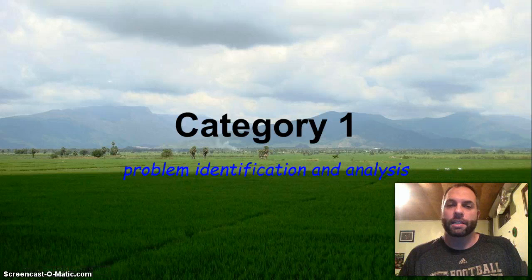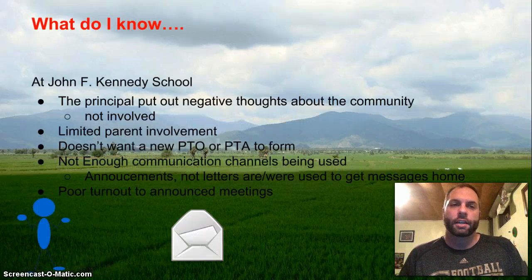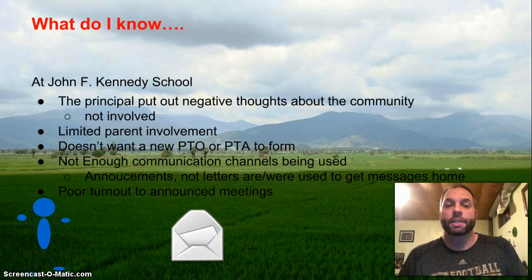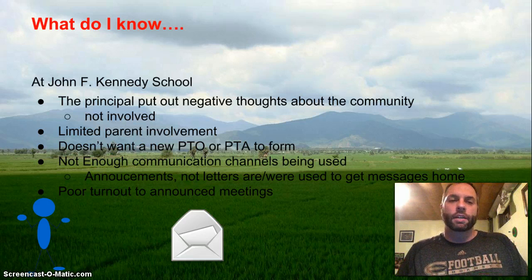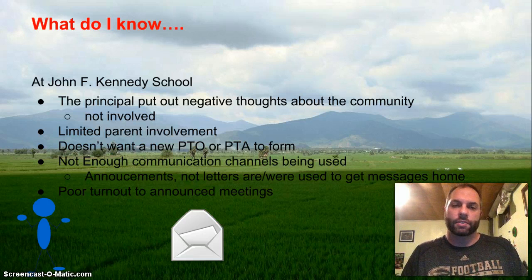Category 1, Problem Identification and Analysis. At JFK School, the principal put out negative thoughts about the community. They say they're not involved, they don't want to do anything, they don't want to have anything to do with it. Limited parent involvement. He does not want a new PTO or PTA to form. Not enough communication channels being used. For example, announcements, not letters, were used to get the message home about a meeting they're having in a week from Monday. Poor turnout to announce meetings.